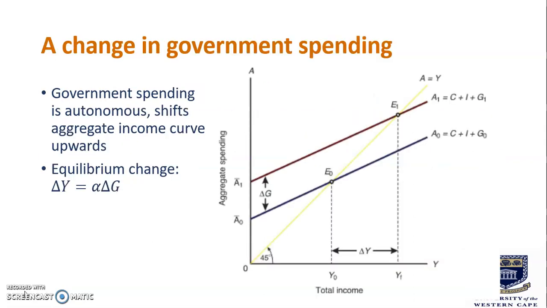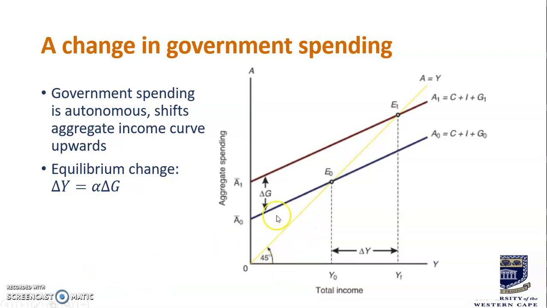Now, how do we analyze this using the graph? What I mentioned earlier was basically just the explanation of the impact of government spending as well as changes in taxes on the equilibrium level of income. So now, if we want to look at a change in government spending using a graph, this is the graph that we are going to use.